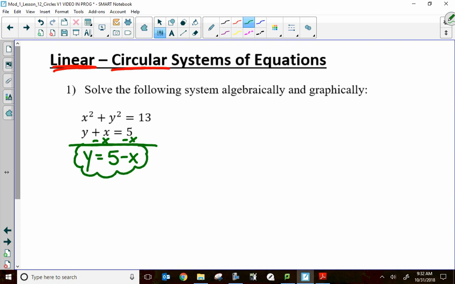This is going to come in handy for two reasons, in two spots when we solve this. Number one, now I can actually substitute. If y equals 5 minus x, wherever there's a y, I can substitute 5 minus x for it, and that's what I'm going to do right now. So I have x squared plus, and Mr. Visca always uses parentheses, this was y squared, but for y we are putting in (5 minus x) squared equals 13.